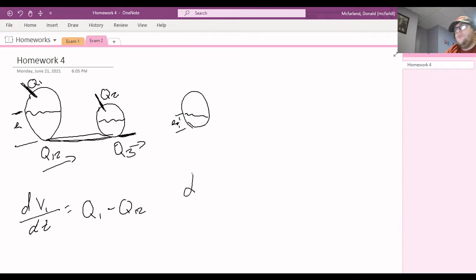Now for tank 2, it has two inlets, Q2, which will put fluid in, and Q12, which takes fluid from tank 1 into tank 2, but the outlet, Q3, is removing that fluid. So our equation looks like this: Q2 plus Q12 minus Q3. So we have our first two equations to solve.